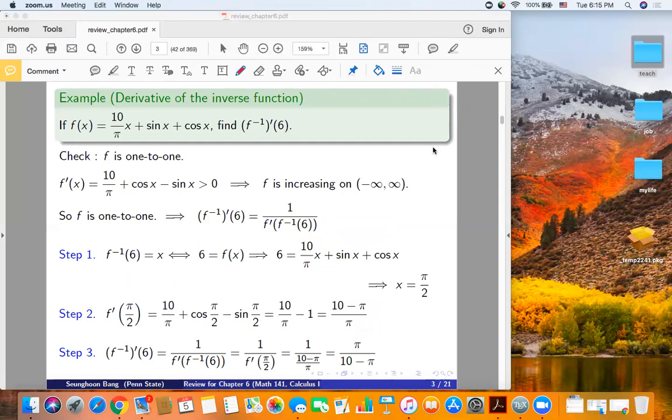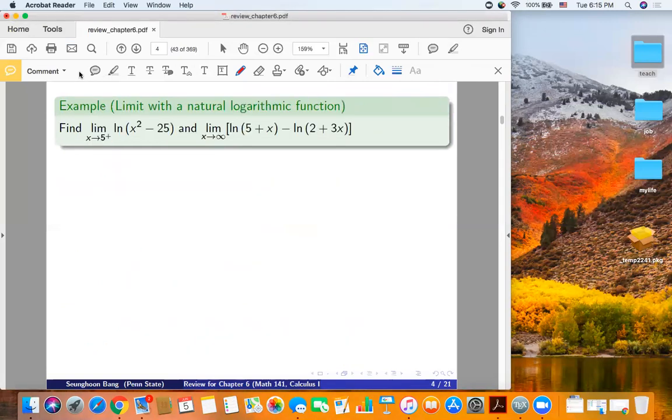The next problem here is the limit problem. Find the limit of ln of x squared minus 25 as x approaches 5 from the right. The second problem is the limit of ln of 5 plus x minus ln of 2 plus 3x as x approaches infinity. We try to solve this problem together.